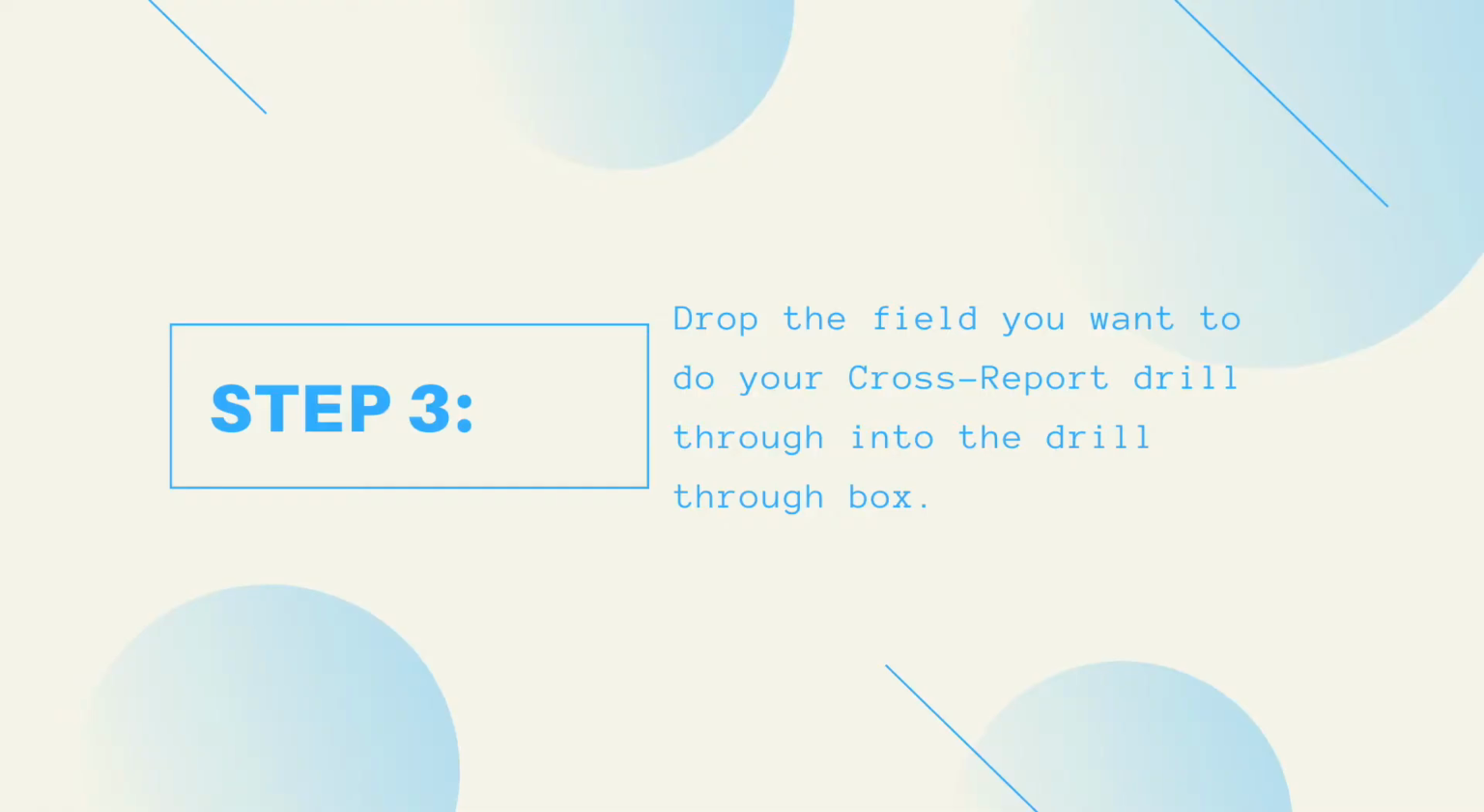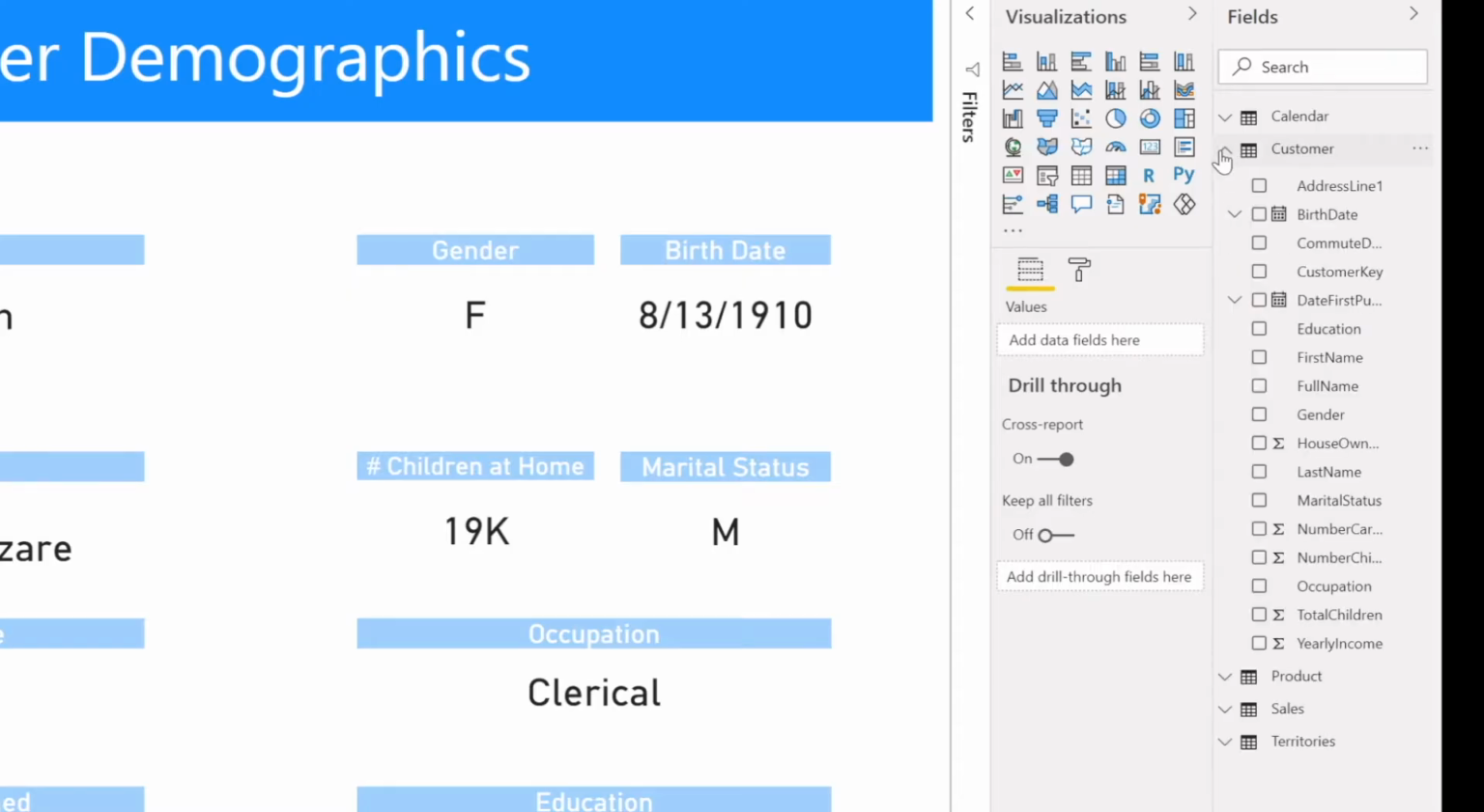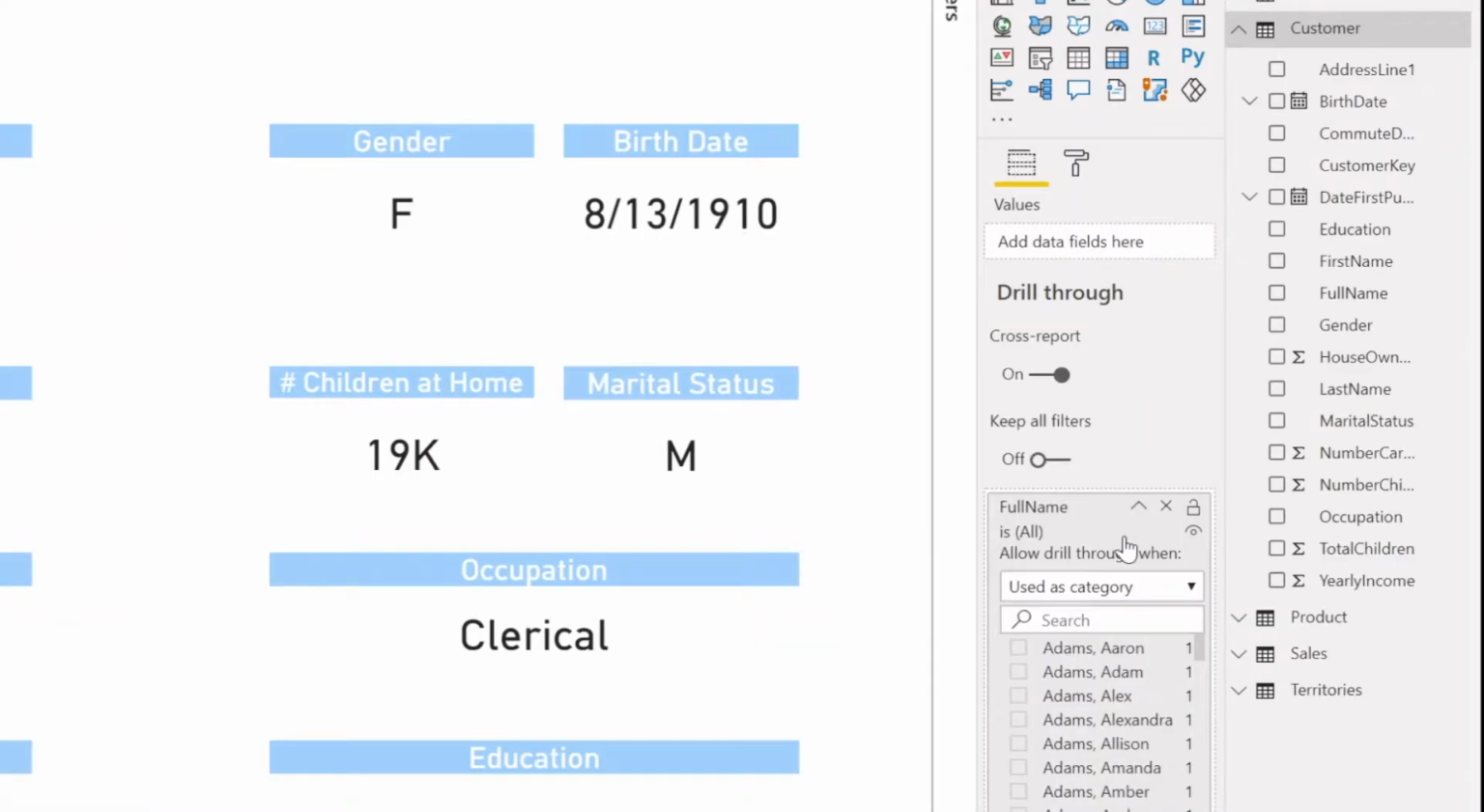Step three is you need to go and pick the field that you want to drill into. Now I'm going to drill into by customer's full name. So I'm going to go down here to my table and I'm going to drop this right into the drill through, the cross filter report. It's the drill through section, just like you'd use for a page drill through.